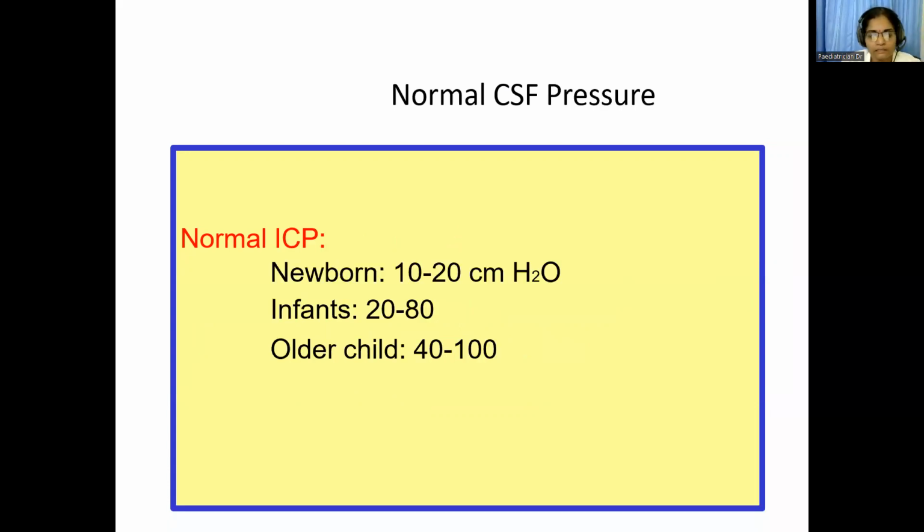So normal intracranial pressure. In a newborn, it is 10 to 20 centimeters of water. In infants, it is about 20 to 80. And in older children, it is about 40 to 100 centimeters of water.